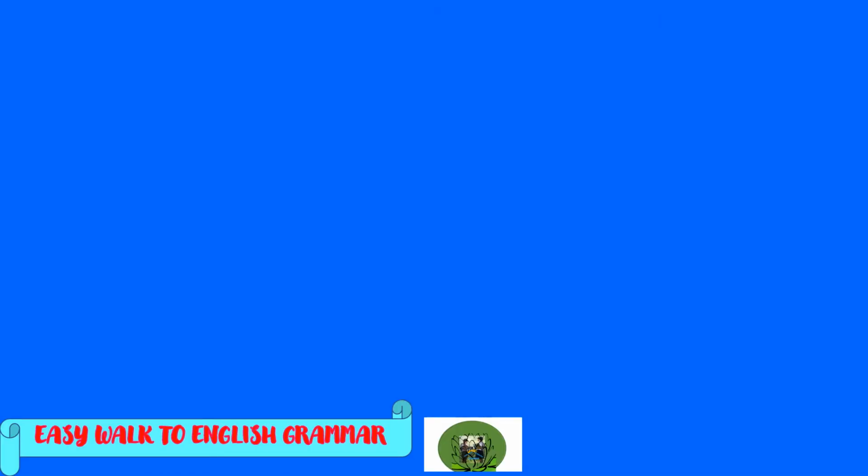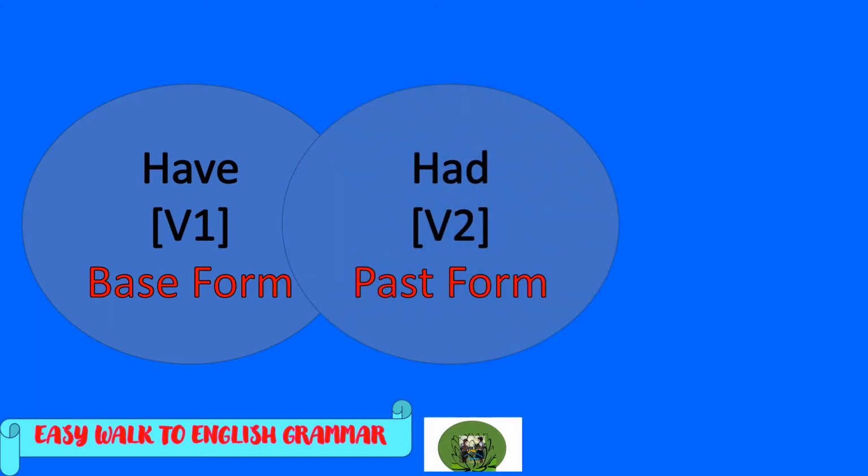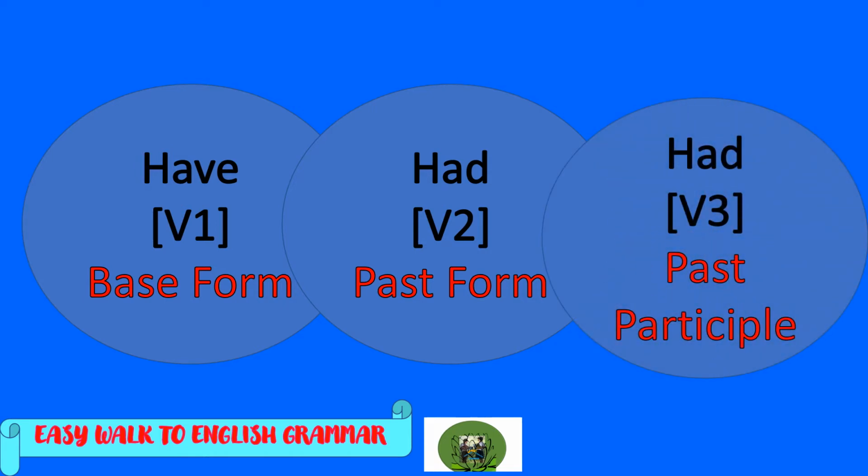Let's start with the three forms of have. The first form, which is the base form, is have itself. We can call it V1 in the sense the first form of the verb have. The second form is past form, and it's had. We can also call it V2 in the sense the second form of the verb have. The third form, which is the past participle form, is had itself. We can call it V3 in the sense the third form of the verb have.